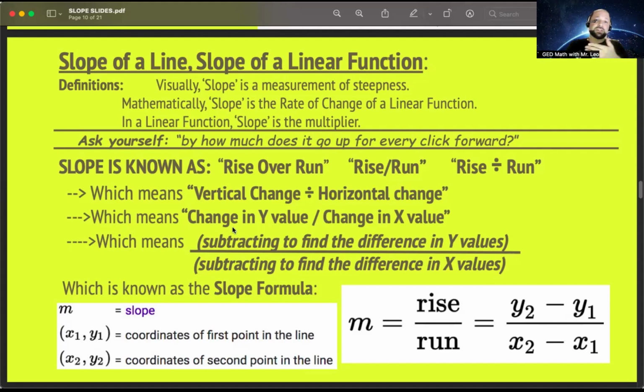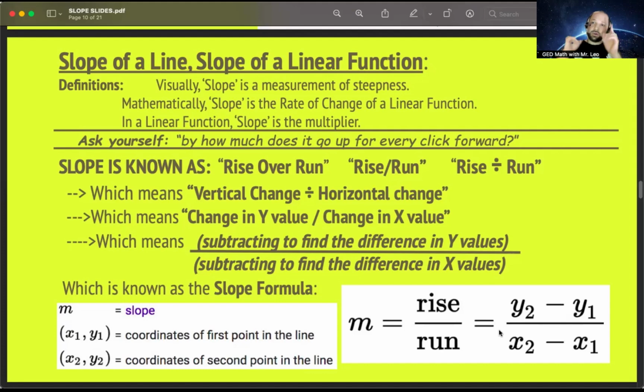When we say how much does it change, you're essentially subtracting two points to find the difference between them. This is the slope formula. You subtract one y value from another y value, and you put that over subtracting one x value from another x value. This is mathematically laying out rise over run. This is rise over run written thoroughly mathematically when all you have are a couple of points.